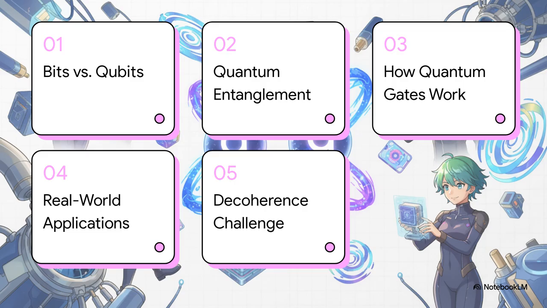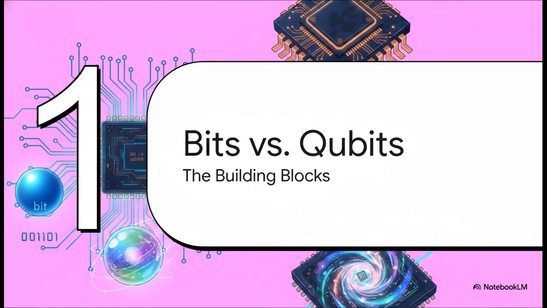So here is our roadmap for today. We'll start with bits versus qubits, then we'll dive into superposition and entanglement, look at how quantum gates work, explore some real-world applications, and finally, we'll tackle the decoherence challenge. All right, Section 1. Bits versus qubits, the building blocks.